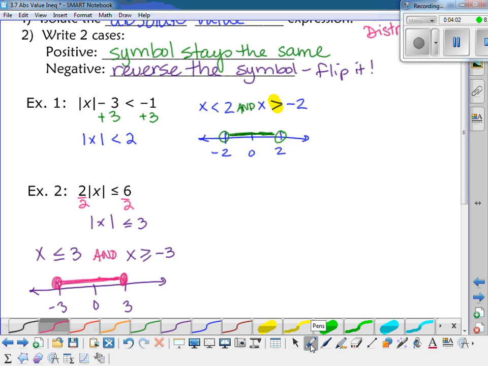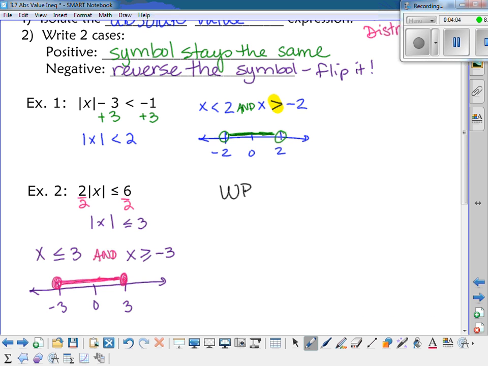All right, so on your whiteboards, you guys are going to do the absolute value of x, and then outside the absolute value plus 2 is greater than or equal to 8. So graph it before you decide if it's an and or an or.